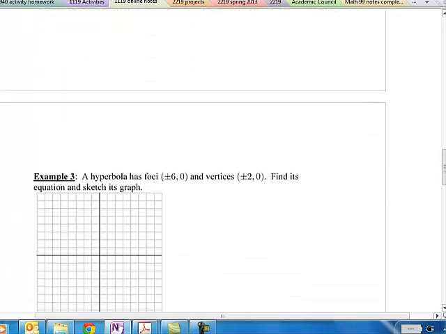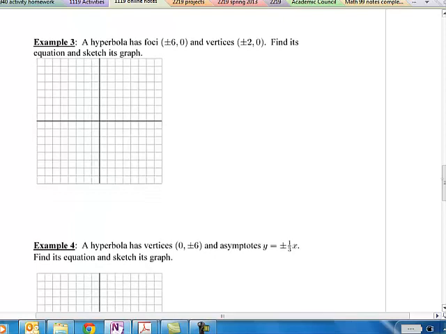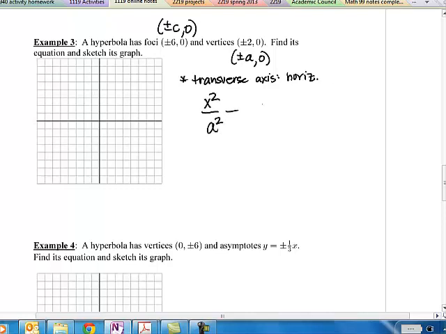All right. Next one, instead of being given the equation, we're just given some information about the graph. Has foci positive or negative 6, 0. So remember this would be positive or negative c, 0. And vertices positive or negative 2, 0. So this is plus or minus a, 0. From those pieces of information, we can also see that the transverse axis is horizontal, which means x squared has to be the positive. So we're looking at x squared over a squared minus y squared over b squared equals 1.